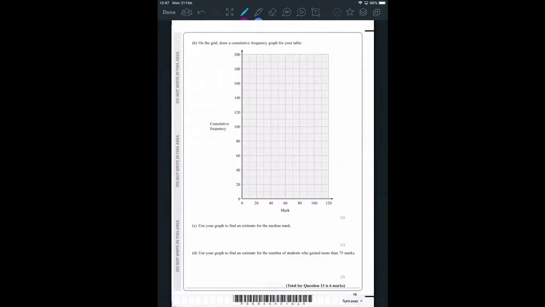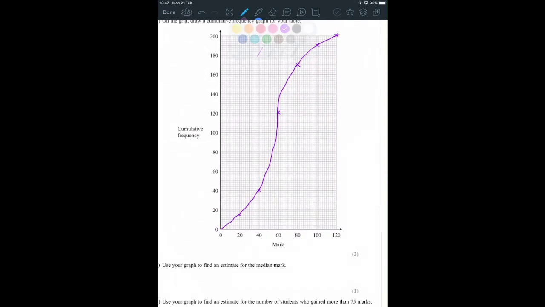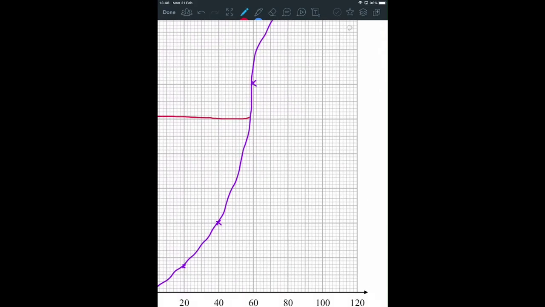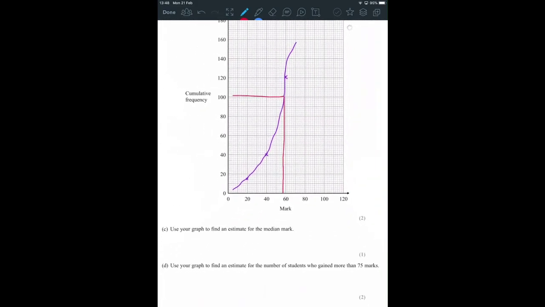200 students. Okay, use your graph to find an estimate for the median. Median, well, that's halfway up, so we're looking at 100. So we're going to go across at 100, and then we're going to go down from there. I'm noticing along the bottom as well, it appears to be going up in 2s. So that's one small bar off the 60, so our median is about 58.